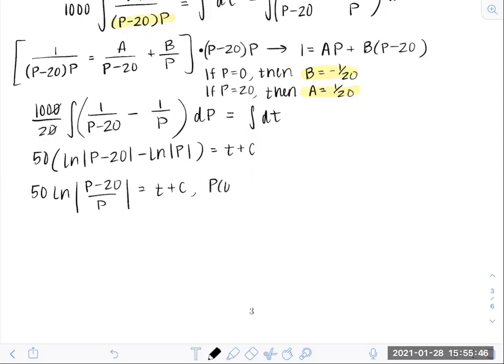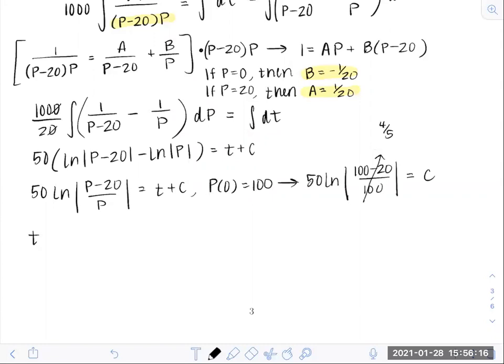So I'm going to use the fact that the initial population was 100 and plug that into what I have currently. So 50 times the natural log of 100 minus 20 over 100 equals 0 plus c. All right, so let's see, what is this? 80 over 100, this is just 4/5. So we now know what c is equal to.